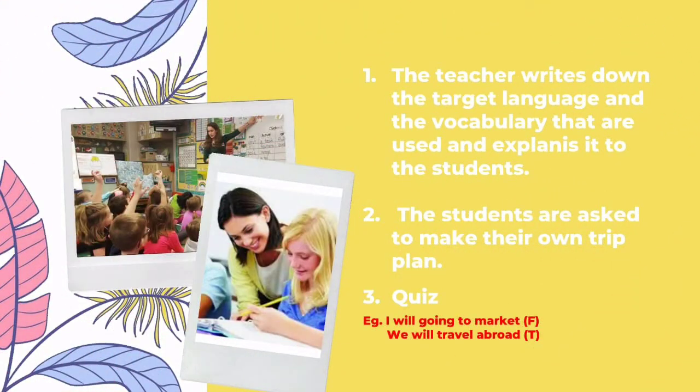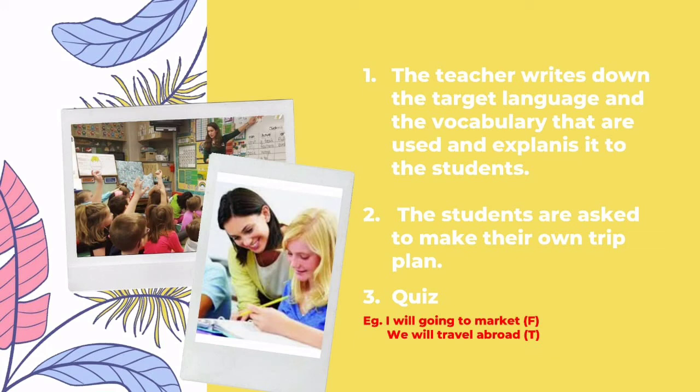The first one is, the teacher writes down the target language and the vocabulary that are used and explains them to the students. The target language contains the rules: subject plus will plus verb 1, and subject plus be plus going to plus verb 1. And the vocabulary: reserve, buy, go, fly, ride, bath, book, check-in, reservation, and order.